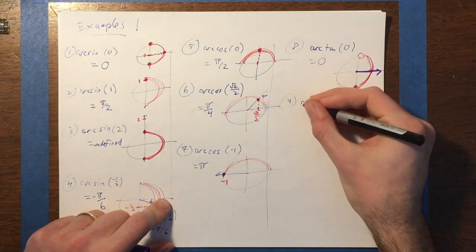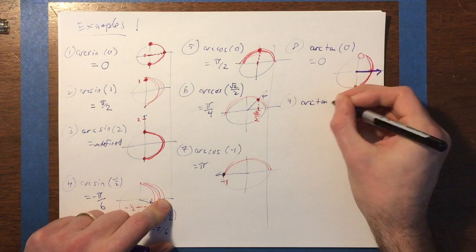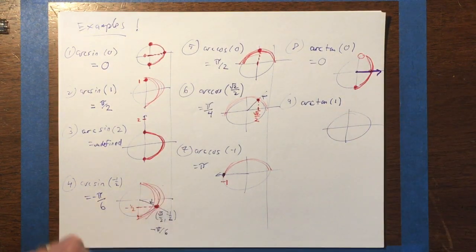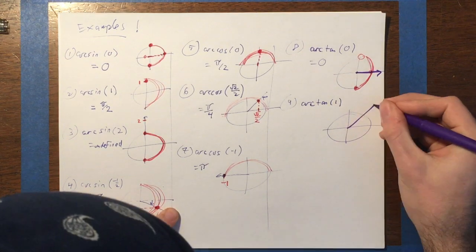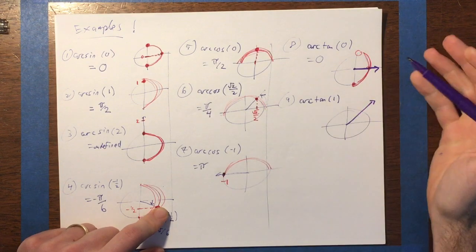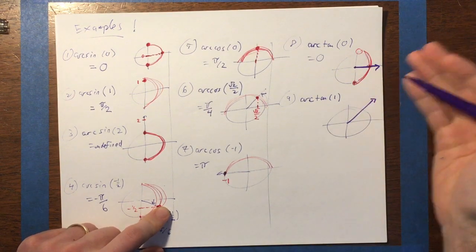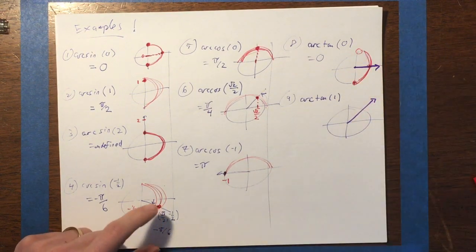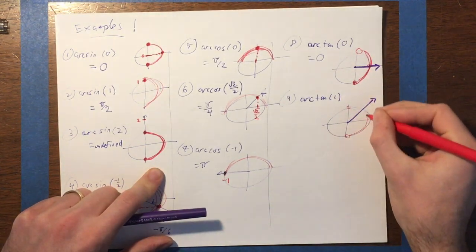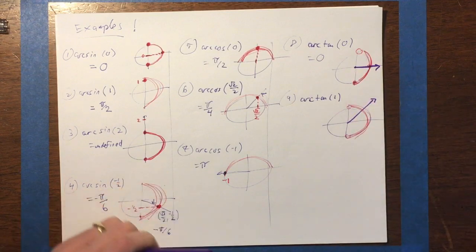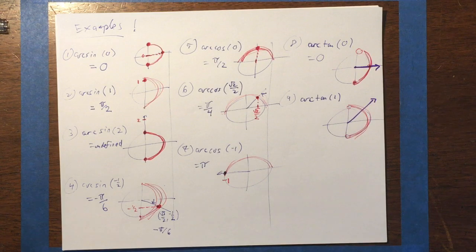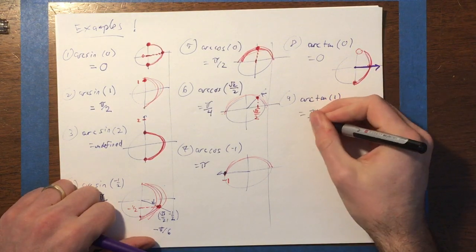If you did arc tangent of 1, all right, then on your unit circle, you would want to draw a ray with slope 1. A line of slope 1 comes out from the origin at an angle of 45 degrees, which, in radian terms, is pi over 4. And pi over 4 is in our range of arctangent. So this equals pi over 4.